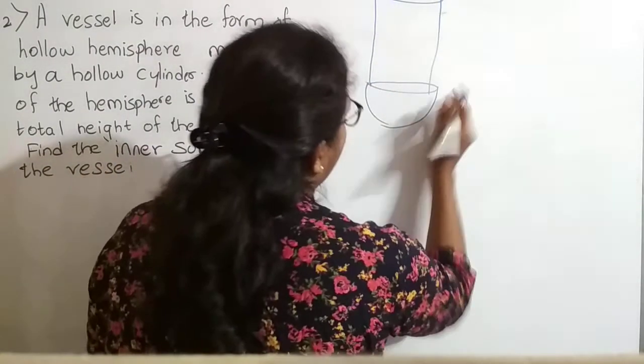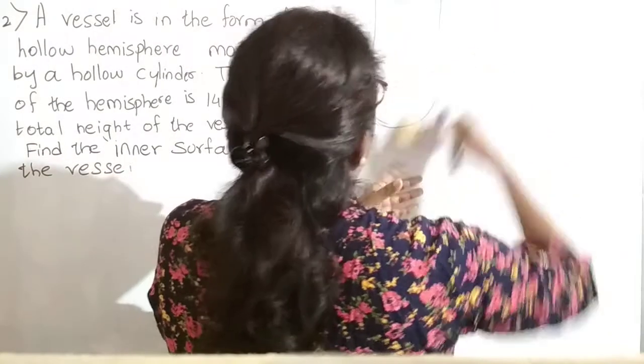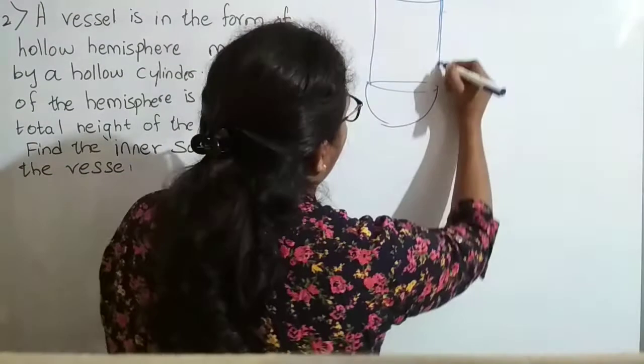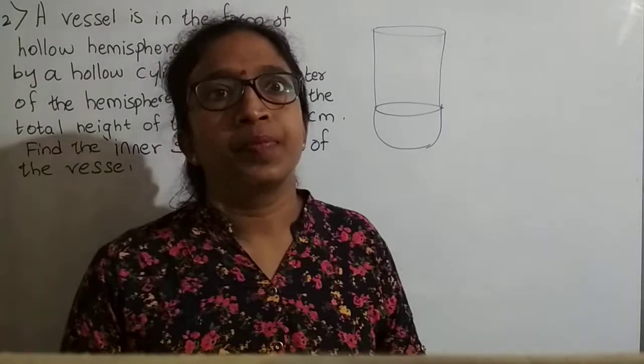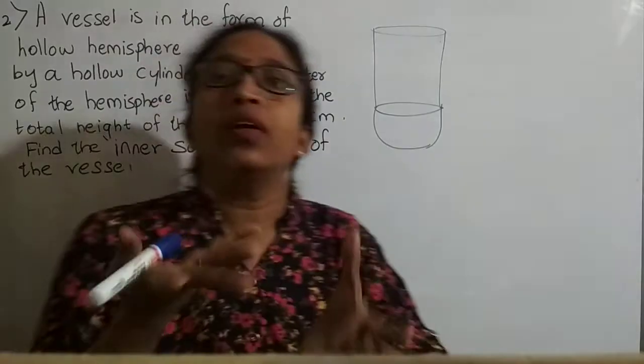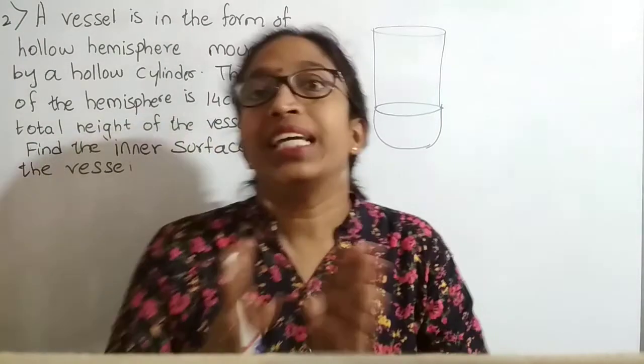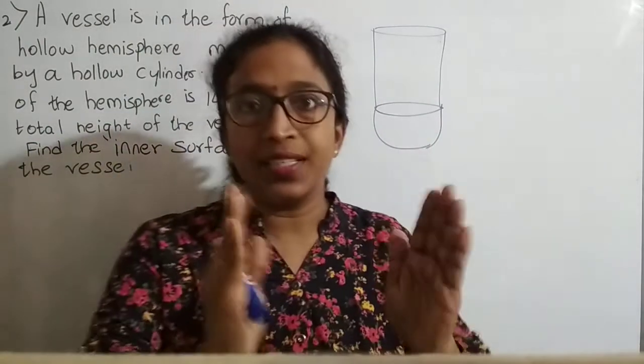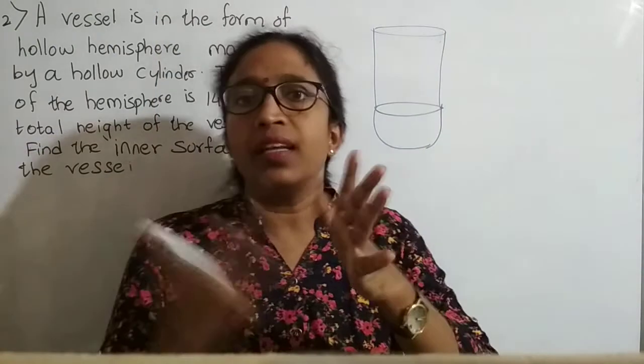Can you see this? So here we have, now this should remind you of one vessel. Can you see that? So see the diagram here. Cylinder is mounted on a hemisphere. Okay, so this looks like a test tube. You must have seen a test tube also. You can see a cylinder and a hemisphere.